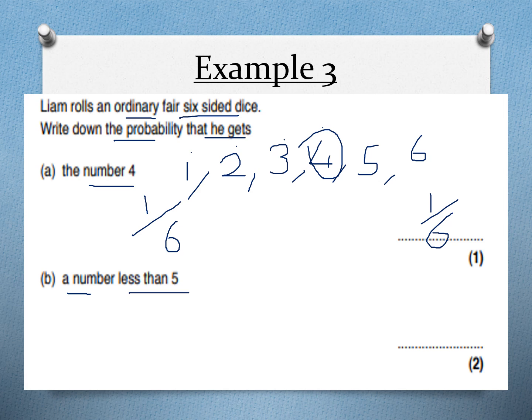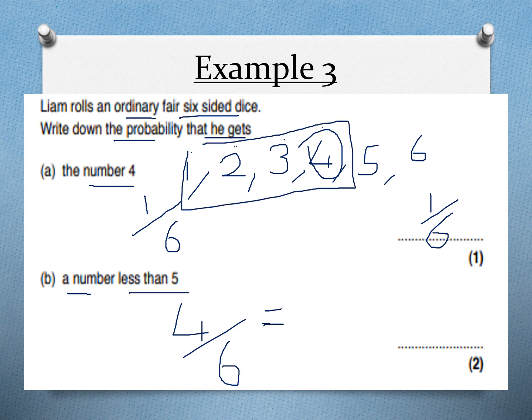For part B, a number less than 5: 1, 2, 3, 4. So the answer will be 4/6, because I can have 4, 3, 2, 1. So that will give me 4 outcomes out of the total possible of 6, which simplifies to 2/3. I'll write 4/6 there.